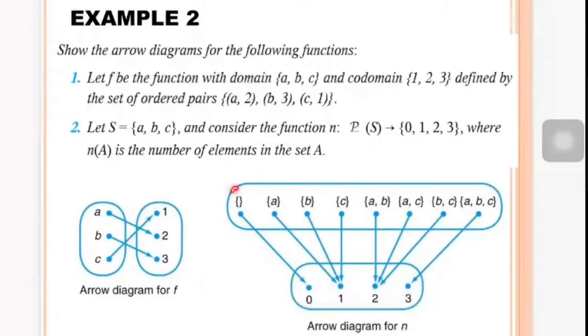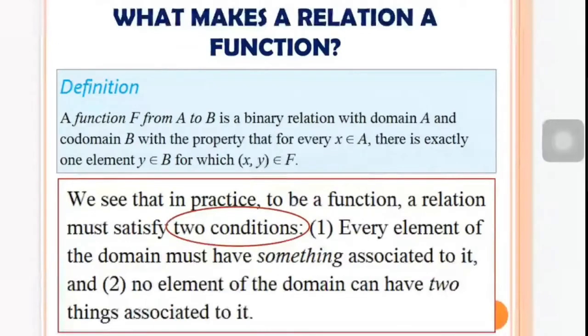Domain: the empty set has 0 elements, so it goes to 0. One element goes to 1. Two elements go to number 2. And A, B, C, three elements, will go to number 3. What makes a relation a function?